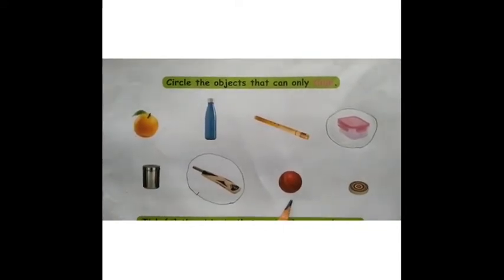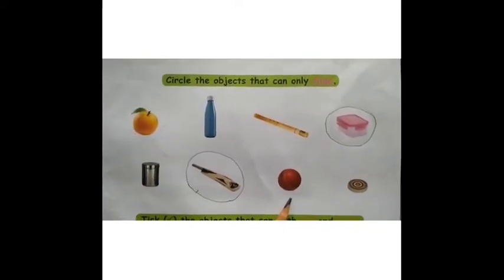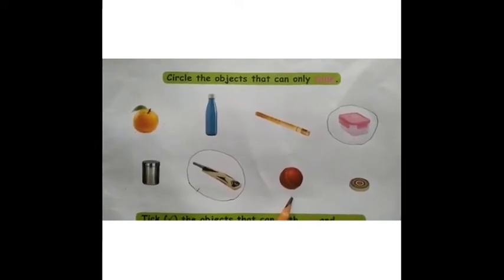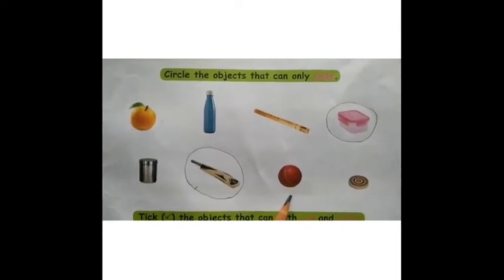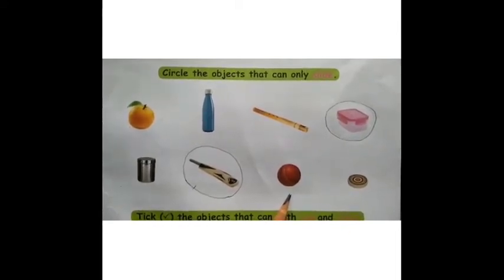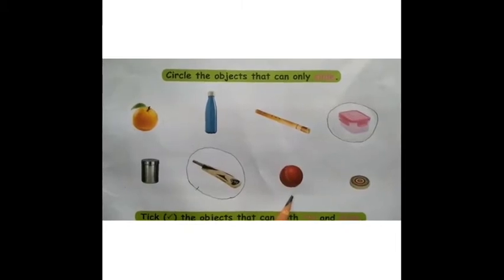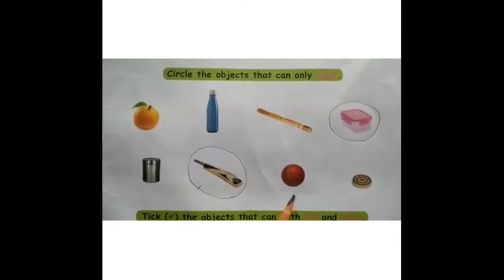Let us see the seventh one. Children, the seventh picture is what? The seventh picture is a ball. It is a round-shaped object. Can it roll or slide? It can only roll.